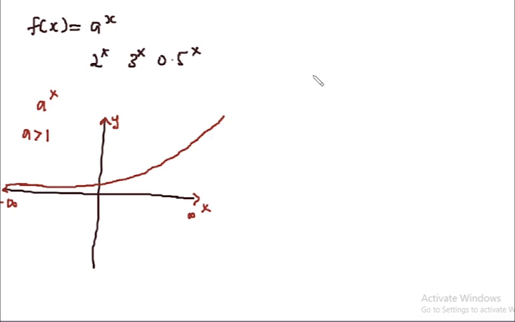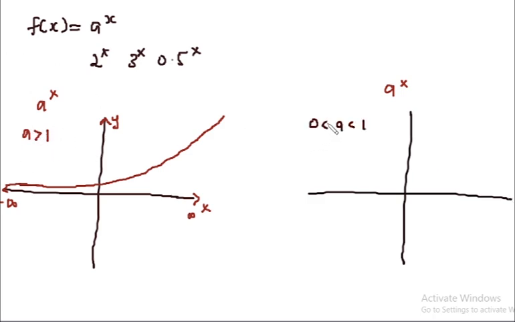And then for your second graph, let's say you're plotting a to the power of x, and you have your graph like this, unlike for a values greater than 1. If you have a values between 0 and 1, and you plot them on the graph, they look like this.